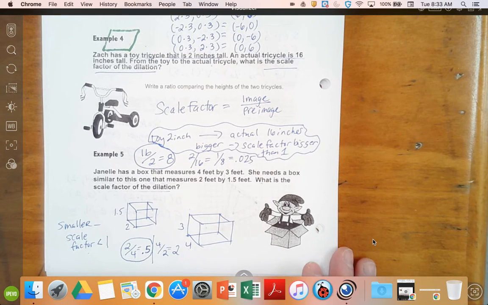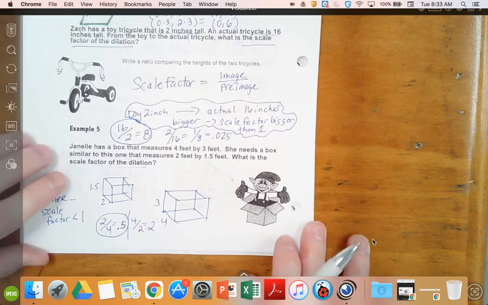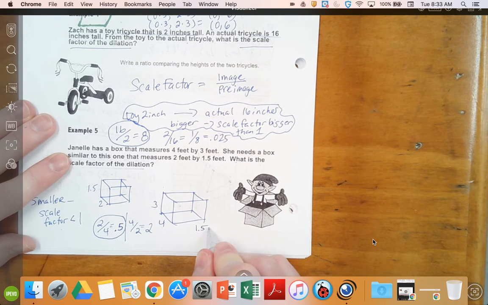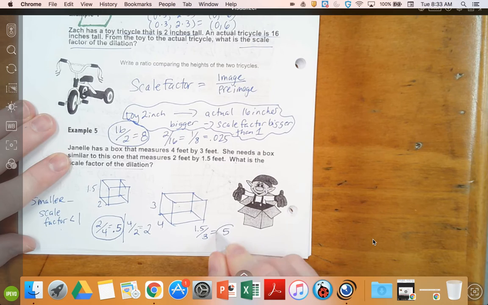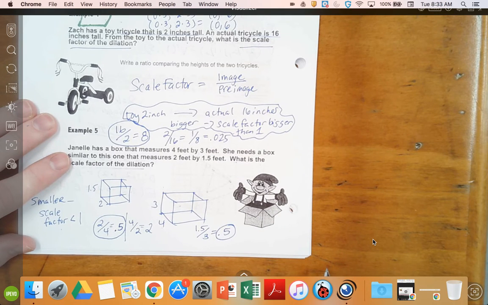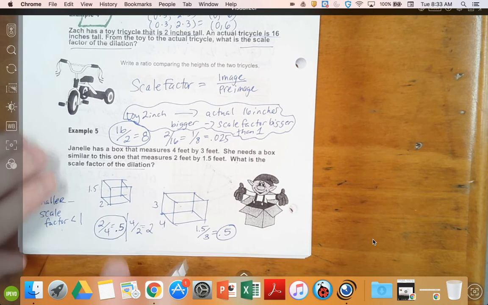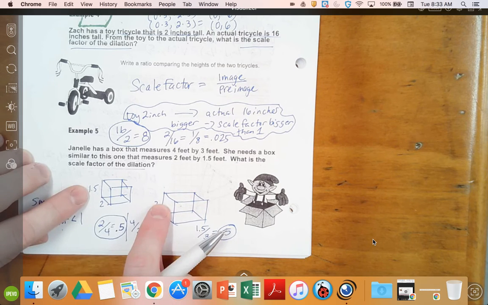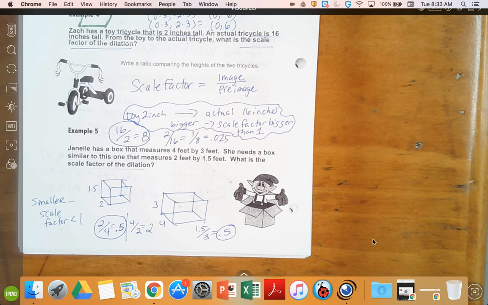Could you take the 3 and the 1/2? Yes, you could. It'd be 1.5 divided by 3. That would also give me 0.5 as well. Because remember, I'm getting smaller. If I was going to get bigger, it would have been 3 divided by 1/2. So that's basically how I think about those to make my accommodation.